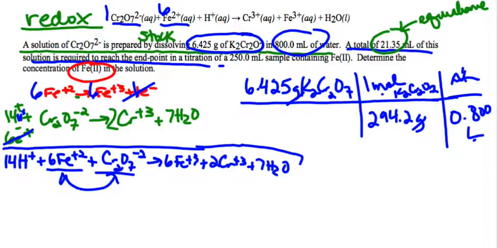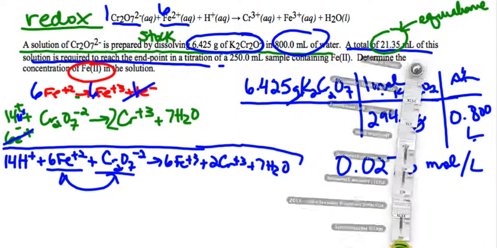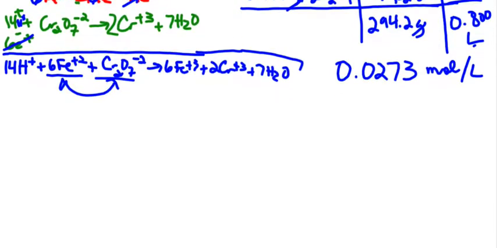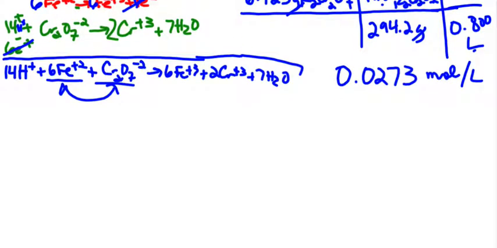So what do we get for our molarity? It's okay. It's on the board, but I'm all good with that. All right. So that is the concentration of our stock. So now let's revisit what we have and what we're looking for. So this is our known right here. We know this is 0.0273 moles per liter.